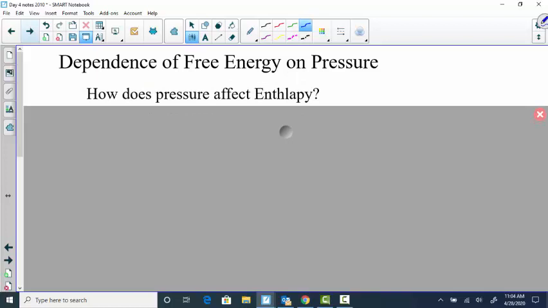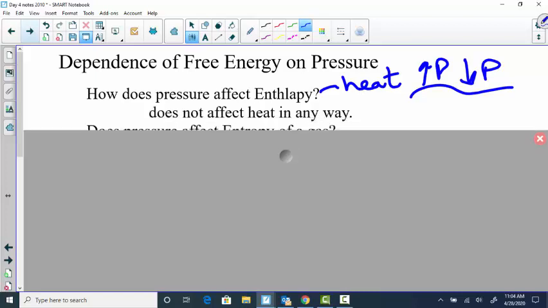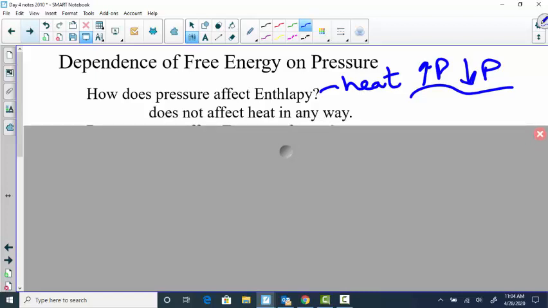Now, first of all, when we look at pressure, does pressure affect the enthalpy? And remember, enthalpy is heat. So if I increase pressure or decrease pressure, does that have any effect on heat whatsoever? And the answer is no. It does not affect heat in any way at all.